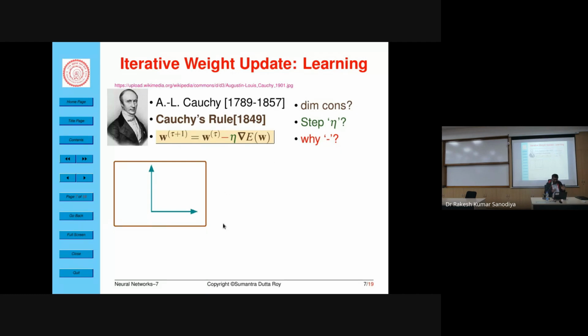So look at this little animation. So suppose I've got these two axes, two variables, x1 and x2. And this is my error curve. And what I want to do in the error curve is to find the minimum point, a local minimum.